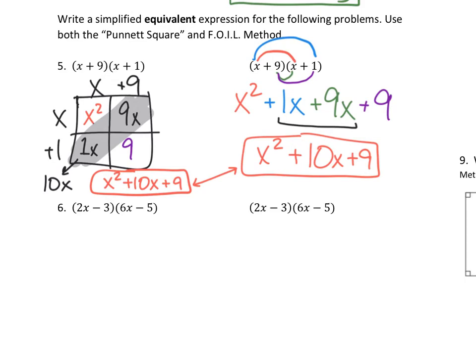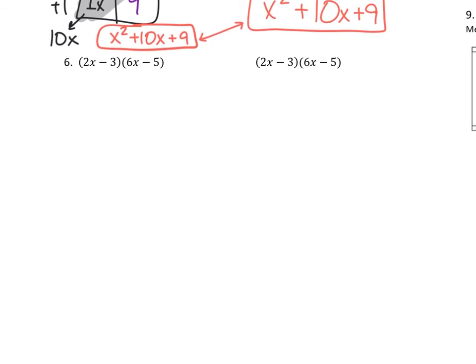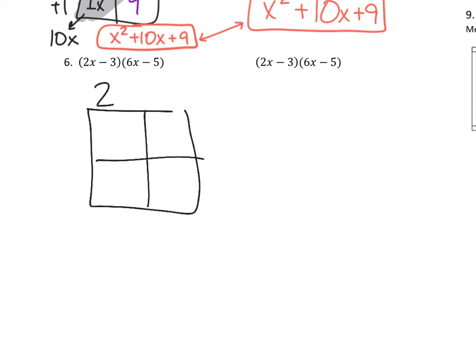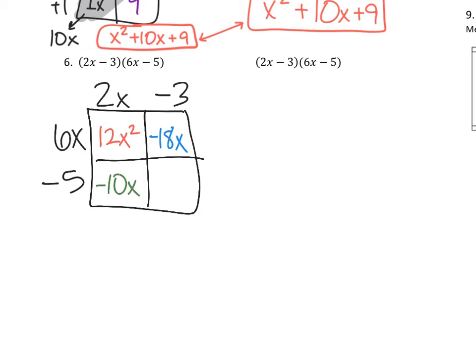What size Punnett square am I going to have to set up for number 6? 2 by 2, because this is a binomial times a binomial. 2x and negative 3. 6x and a negative 5. We're going to multiply into these boxes. 6 times 2 is 12. X times x is x squared. Negative 3 times 6 is negative 18x. Negative 5 times 2 is negative 10x. Negative 3 times negative 5 is a positive 15.